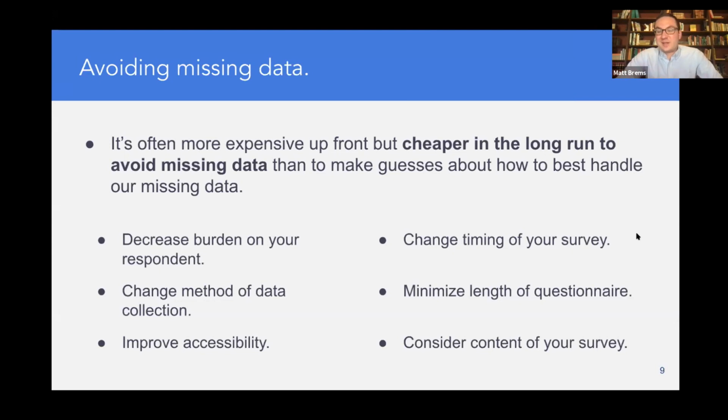Think about changing the timing of your survey. Perhaps don't just call people between 9 a.m. and 5 p.m., Monday through Friday. You're going to get a very specific population of people if you do that.